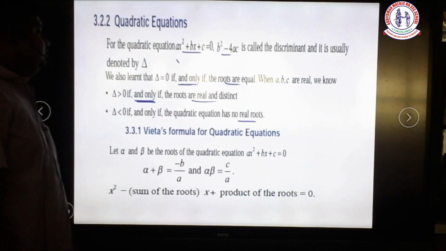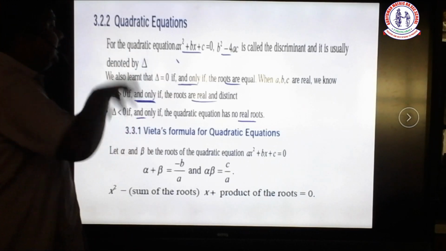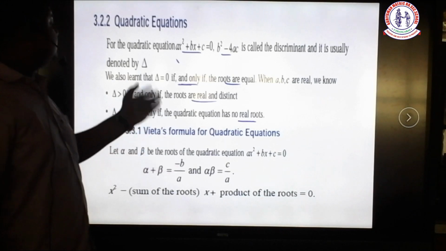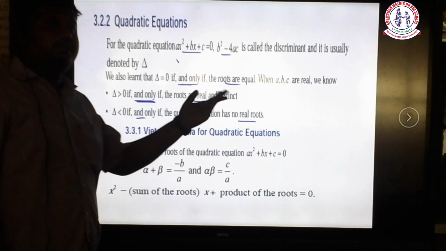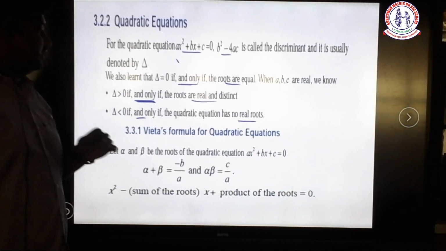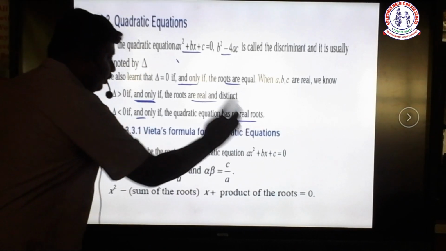If delta less than 0, this is the important one, because the problem given is a quadratic equation, no real roots means you can take delta less than 0. Suppose delta greater than 0, you can take the roots are real and distinct. These are basic things. So here we start with the new one, Vieta's formula for quadratic equation.